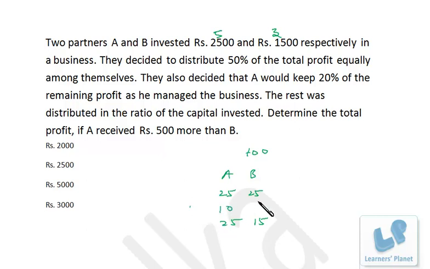Now this is 60 and this is 40, right? So the difference is 20. And this 20 is actually 500. So 100 will be what? 5 times of this, that's 2500. Pretty simple.